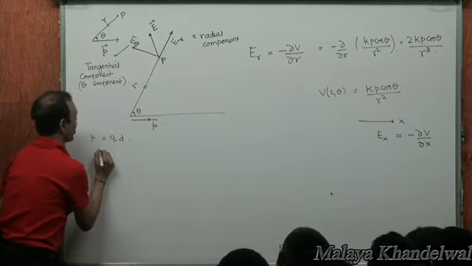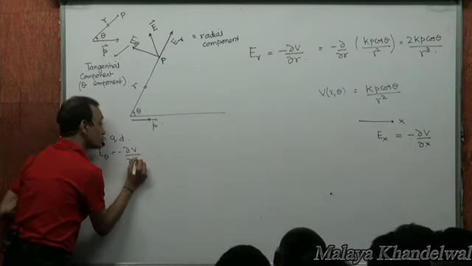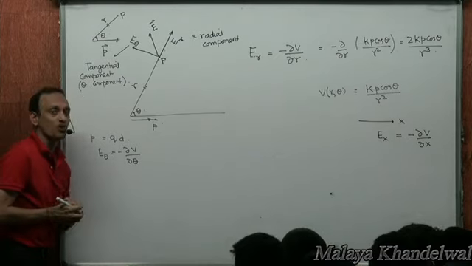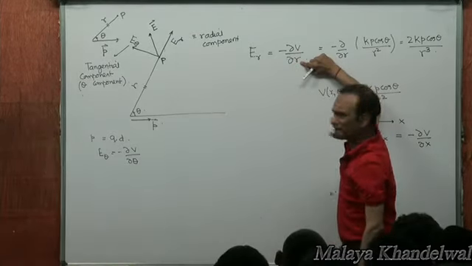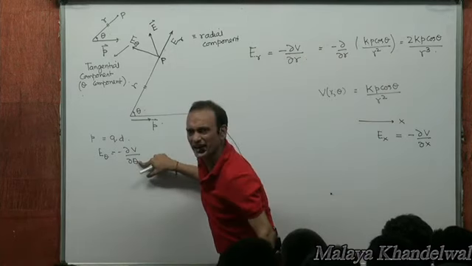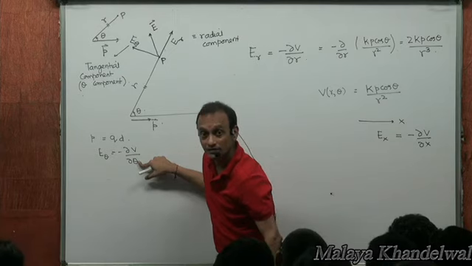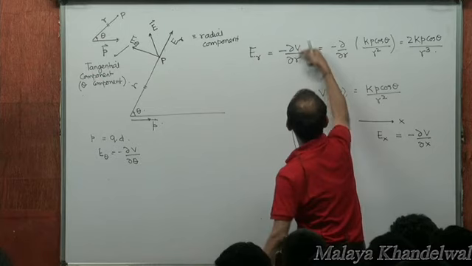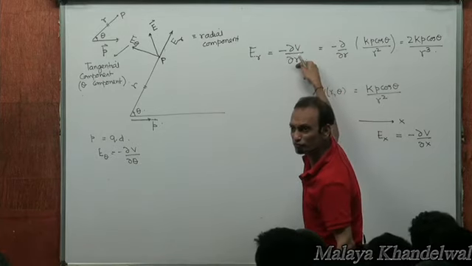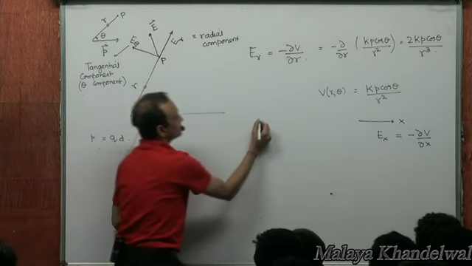It will be wrong to say E theta would be minus dou V by dou theta. That's wrong. Dimensionally this is wrong. Look at the dimensions of this. This is volts and meter. This is volts and radians. How can this be, right? Yes or no? This will be dimensionally wrong. It has to be volts per meter kind of a thing. So this is not right.